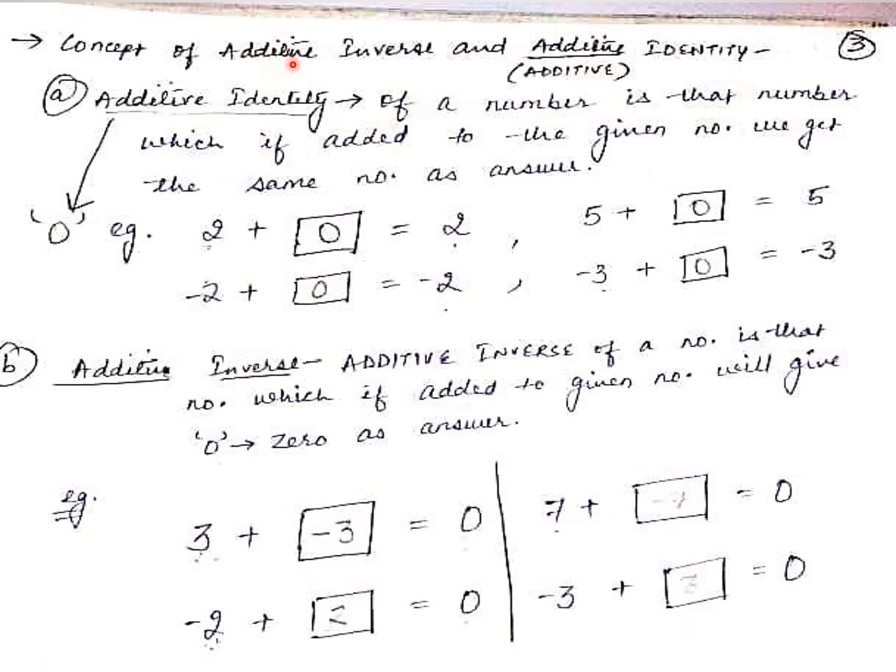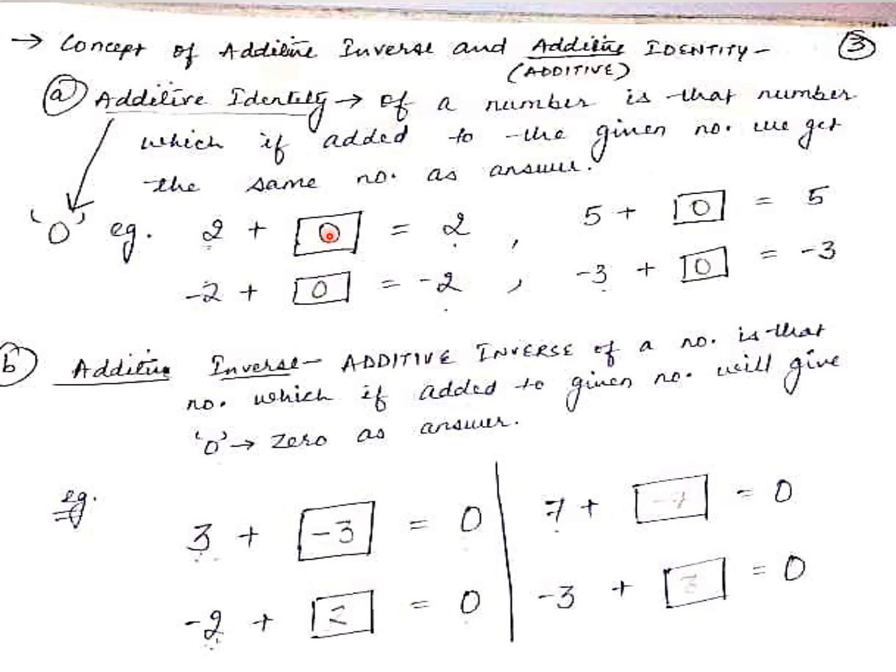Now, the concept of additive inverse and additive identity. What do we mean by additive identity and inverse? Let's see. First, I am discussing additive identity. Additive identity is a number which, if you add to a given number, you get the same number back. Now, it seems a little bit confusing. Let's understand. Suppose this box is the additive identity for 2.